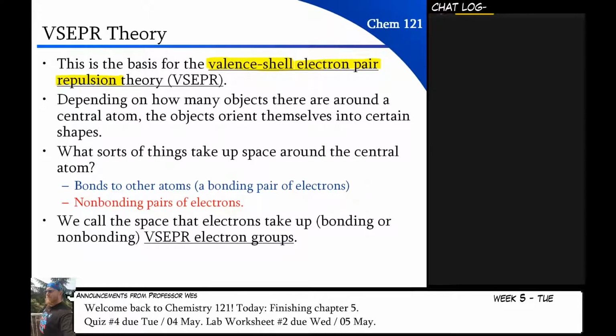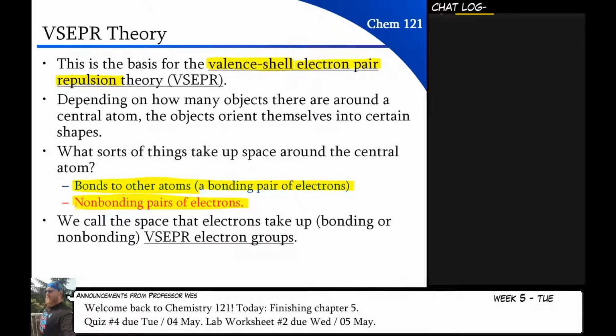So, again, these are our electron groups that we discussed on the previous slide. Any bonds to other atoms, whether it's a single bond or a double bond or a triple bond or whatever, that particular group of bonds counts as a single group. Or if it's a non-bonding pair of electrons, that counts as a group too. Your task is going to be to draw a Lewis structure and then count the number of electron groups.